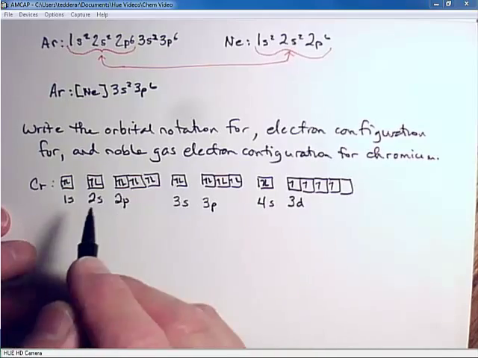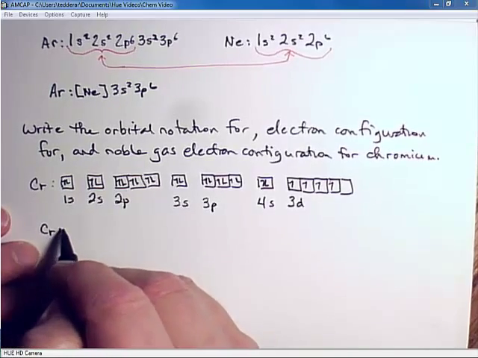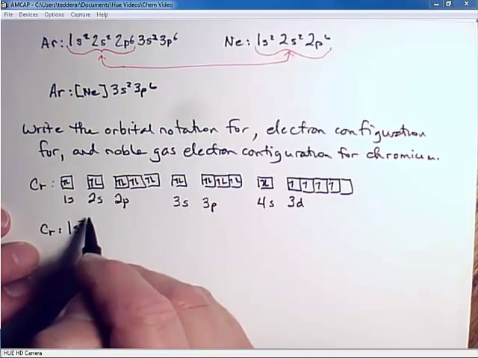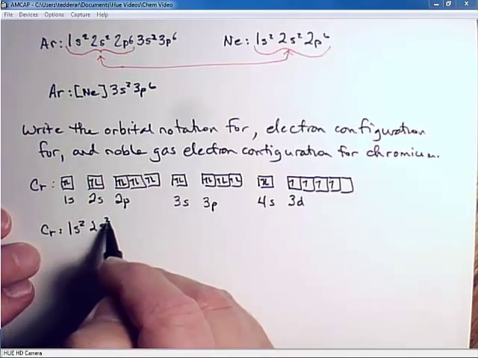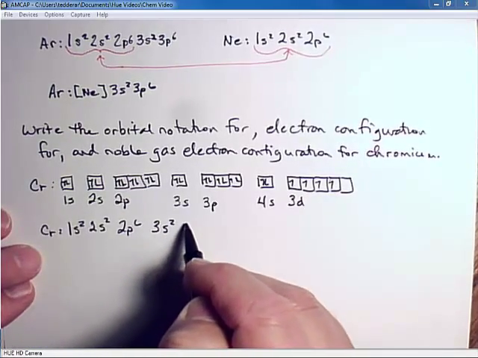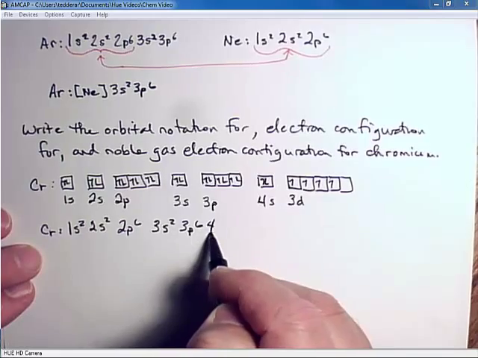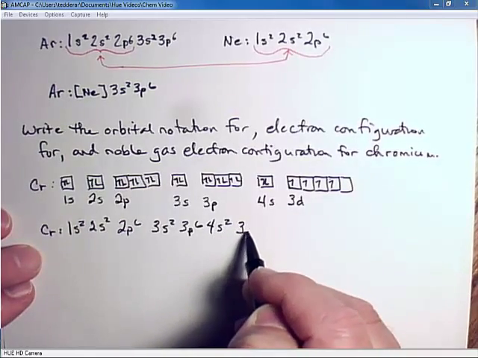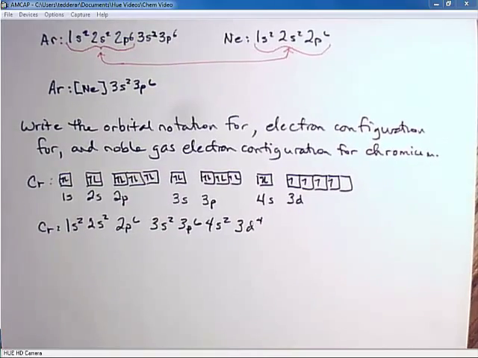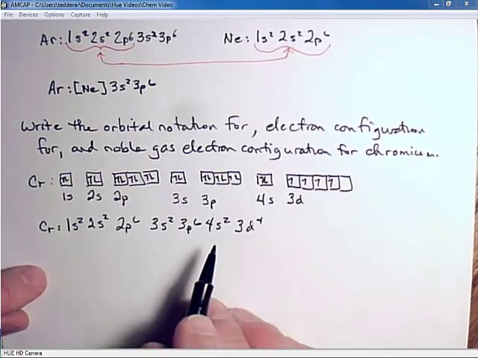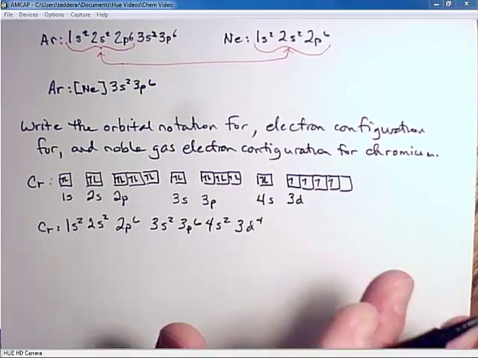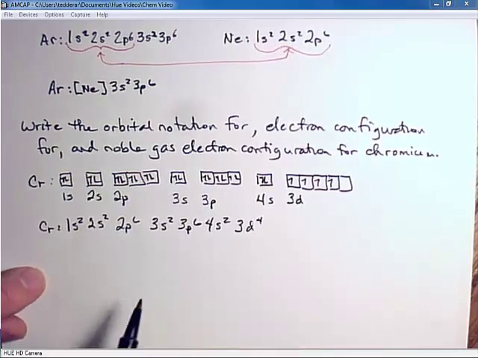So if we're going to do the full electron configuration, then it's just chromium: 1s2, 2s2, 2p6, 3s2, 3p6, 4s2, 3d4. The actual configuration is 4s1, 3d5, but again, we're not doing that in here. Just letting you know, if you see it, that's what the problem is.